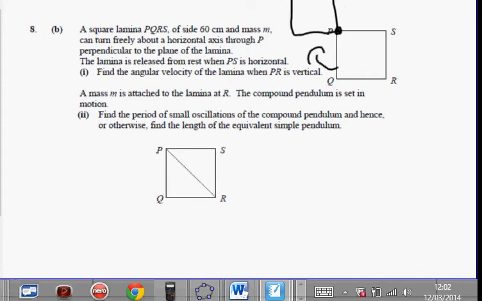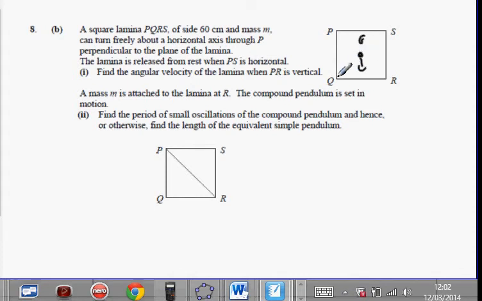Now that we know what that means, the lamina is released from rest when PS is horizontal. Find the angular velocity of the lamina when PR is vertical. Now guys, it's a square, so the centre of gravity is going to be dead centre, yeah? The problem is, it will only rotate if the centre of gravity can fall further.